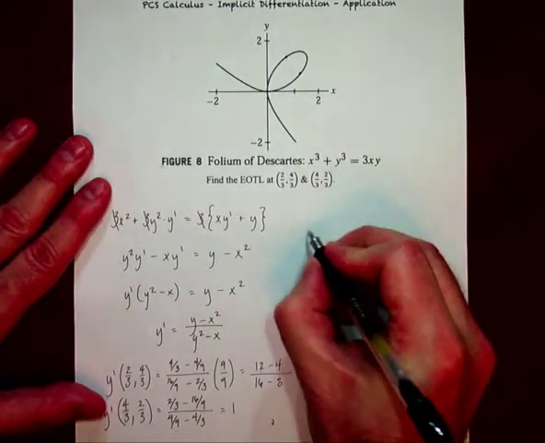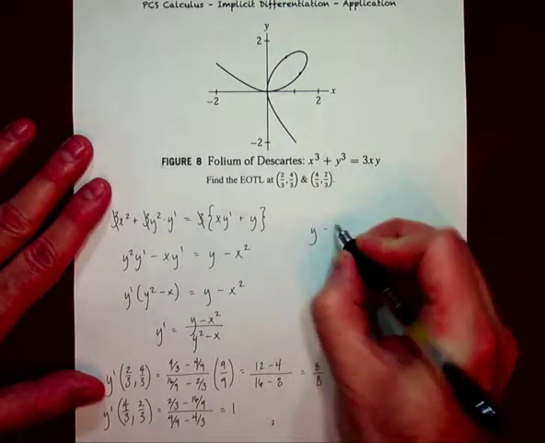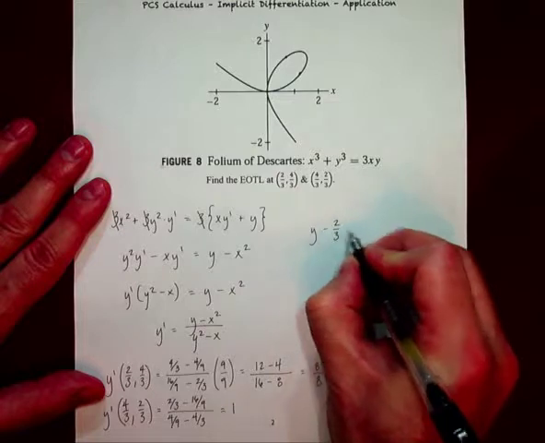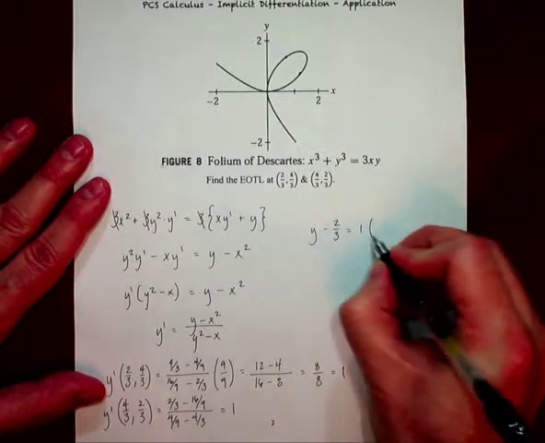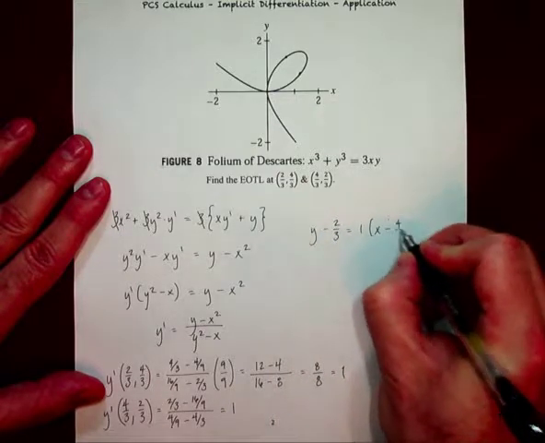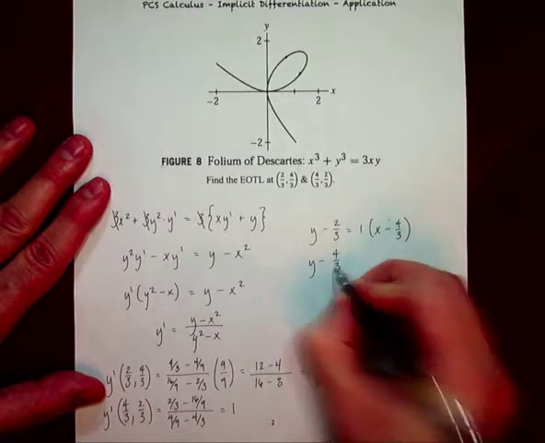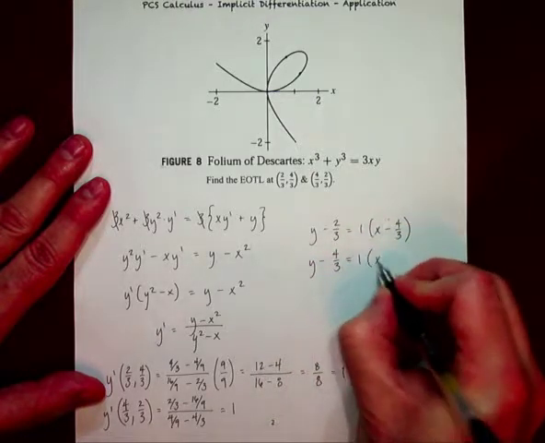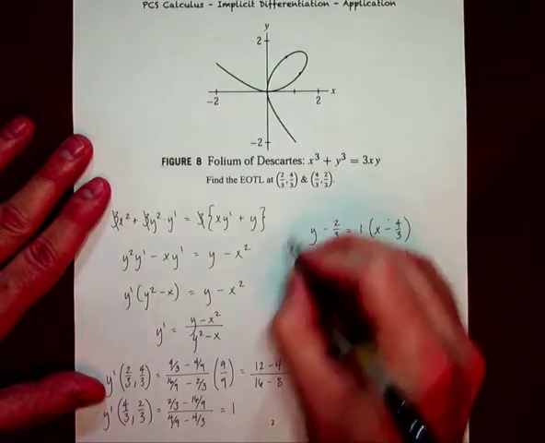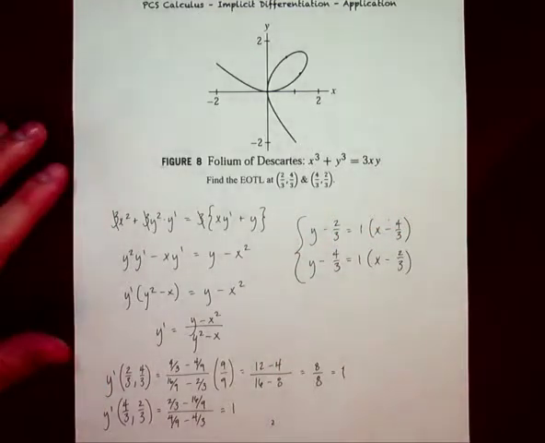And I basically just have to say, well, y minus y1 is equal to m times x minus x1, and of course the same with the other ordered pair. It doesn't matter what order you do it in. And so those are my two tangent lines.